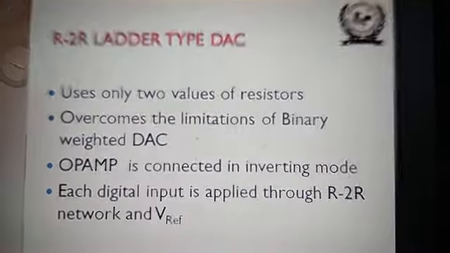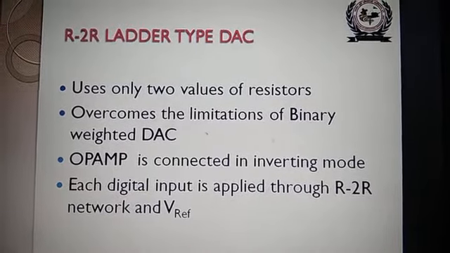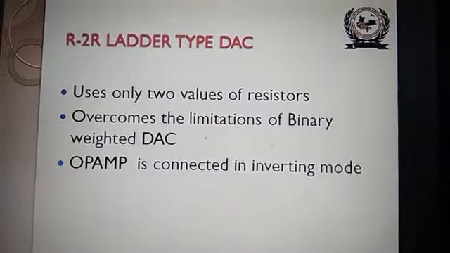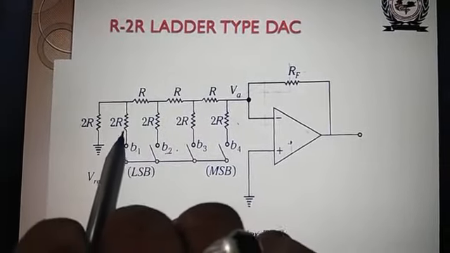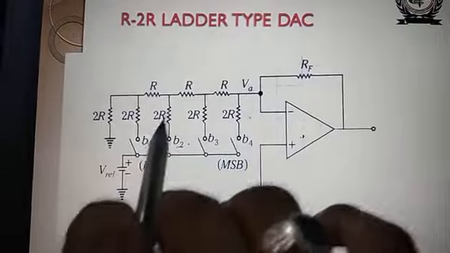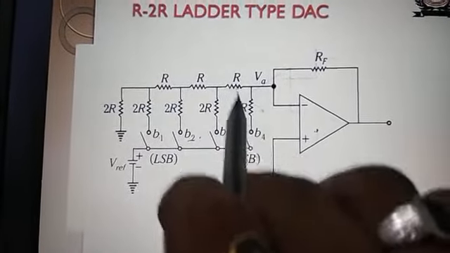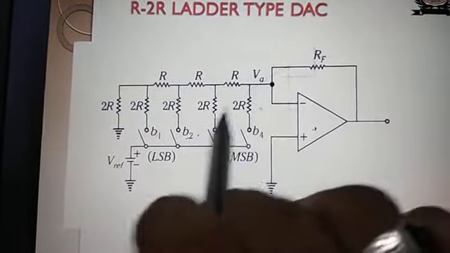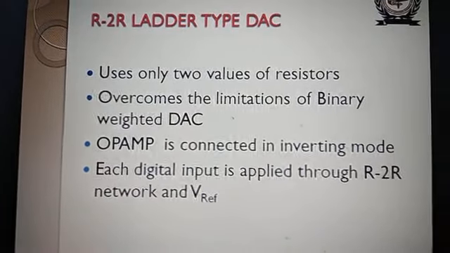And each digital input is applied through the R to 2R network and V reference. Once again, digital input B1 is applied through the R to 2R network, and this is through the R to 2R network, and this is through the R to 2R network. Like this, each digital input is applied through the R to 2R network and V reference is connected.